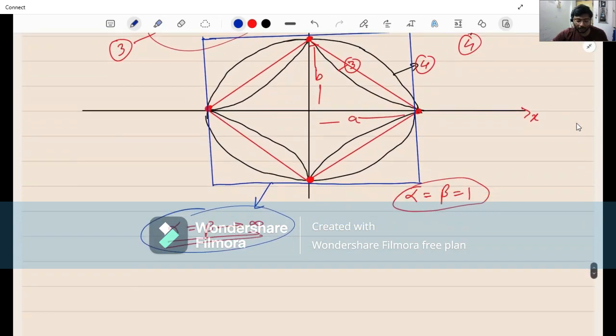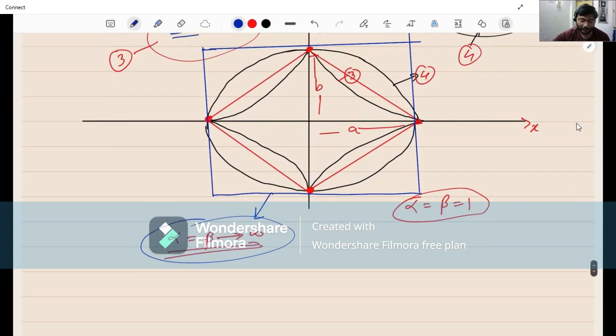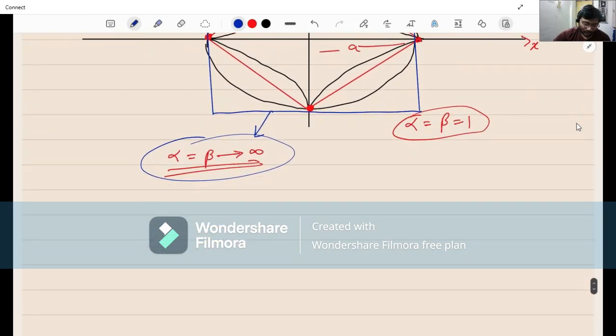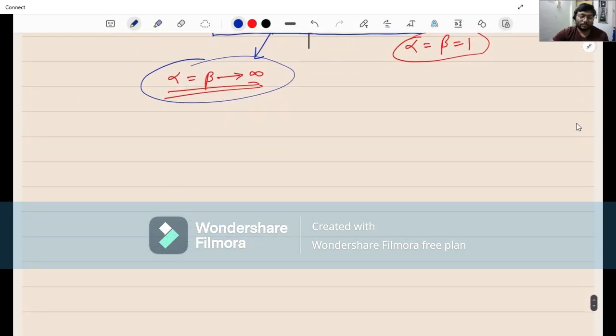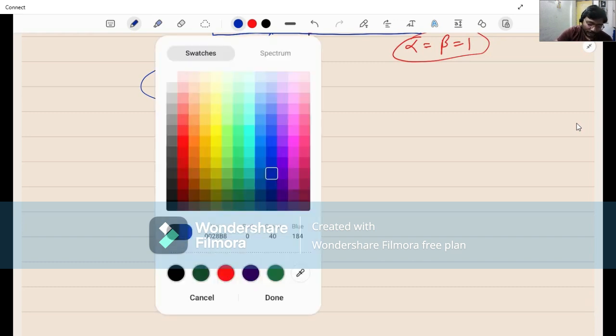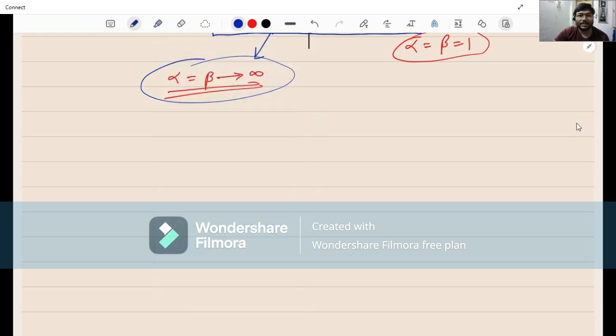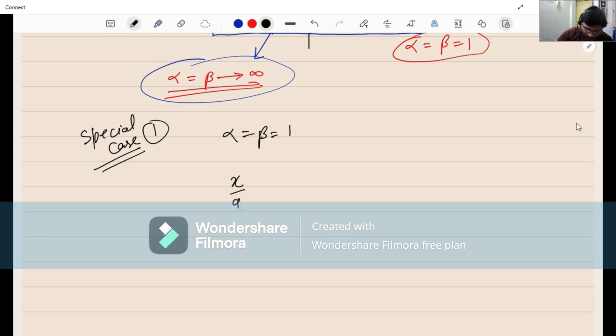Now let us think about how we plotted this graph. So we will start from the first special case, when alpha and beta are equal to 1. When alpha equal to beta equal to 1, then the equation looks like this.